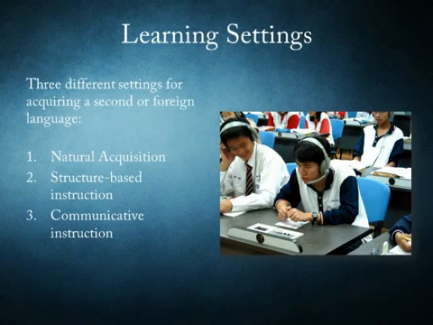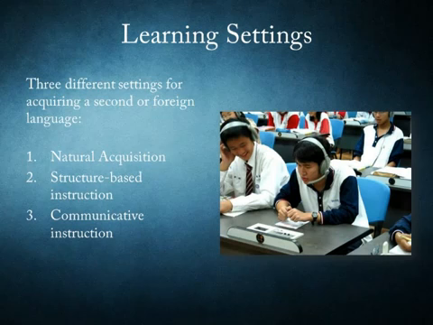A second language can be learned in one of two ways. It can be acquired naturally from contact with native speakers in society, or it can be learned formally in a classroom setting. Our textbook limits the options to these two and then further divides classroom instruction into two, so that we get the following three settings. 1. Natural acquisition. 2. Structure-based instructional learning. And 3. Communicative instructional learning.